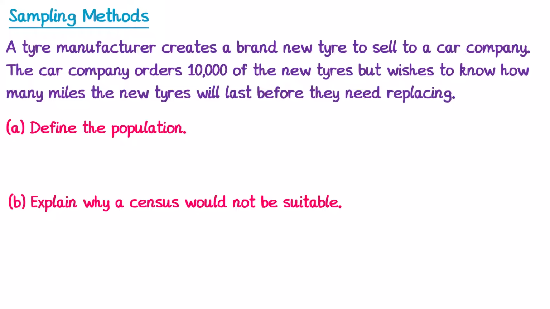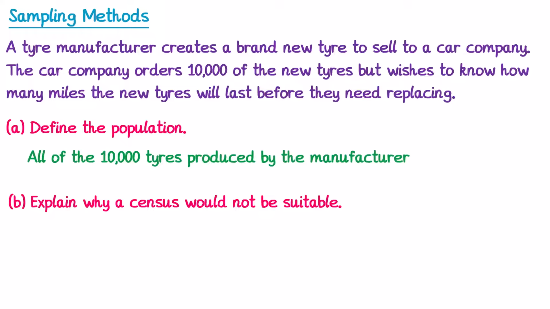Part A, define the population. So the population is all of the items that are of interest. So this would be all of the 10,000 tyres produced by the manufacturer. Notice we didn't need to say a list of all of the tyres here, because this is not a sampling frame, it's just the population.